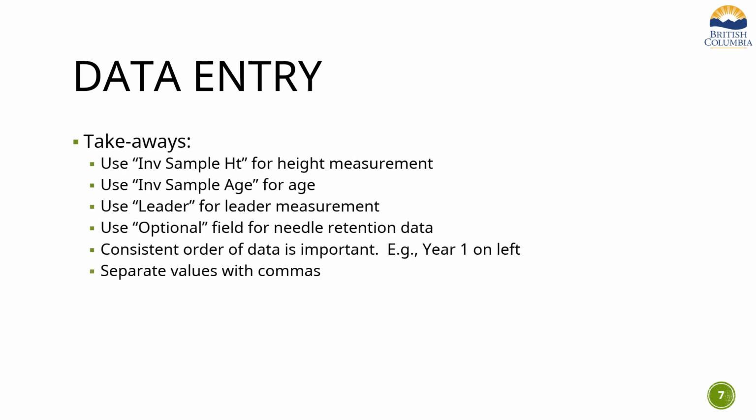The main takeaways are: 1, you'll record height and age in the inventory height and age columns as per normal. 2, you'll record leader in the leader field. 3, you'll record the needle retention data in the optional field. The order of your data has to be consistent across all plots and all openings in your entire survey program. So for example, I would aim to always have year 1's measurement on the left. You also have to be very consistent about using commas between values since that will allow them to become unique cells in the Excel submission.